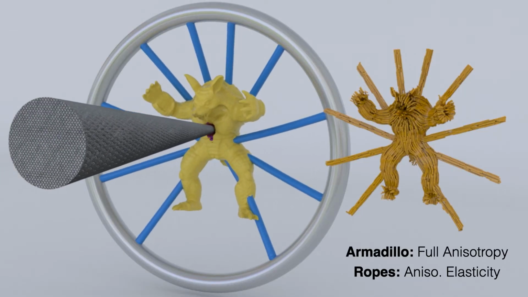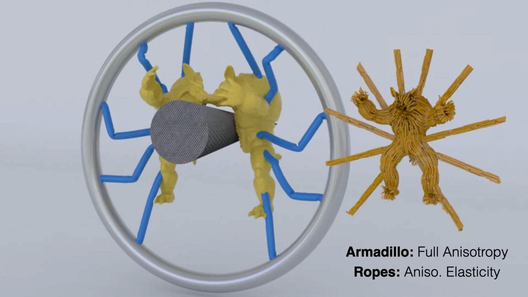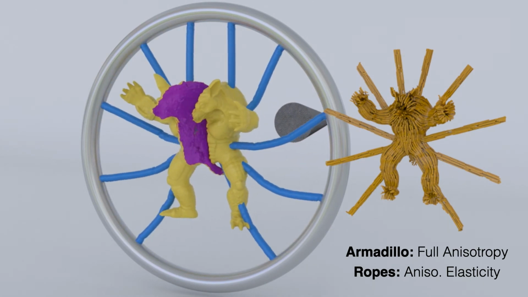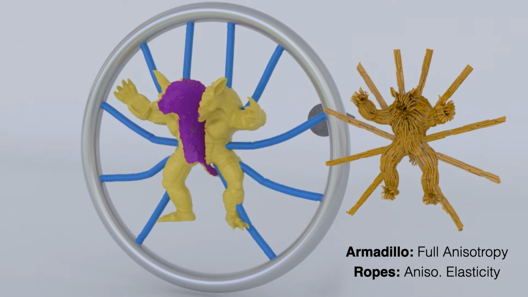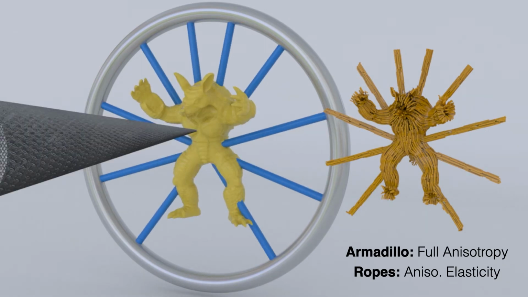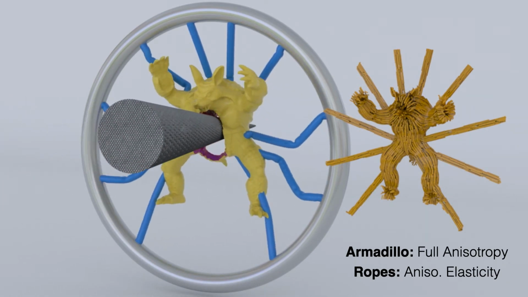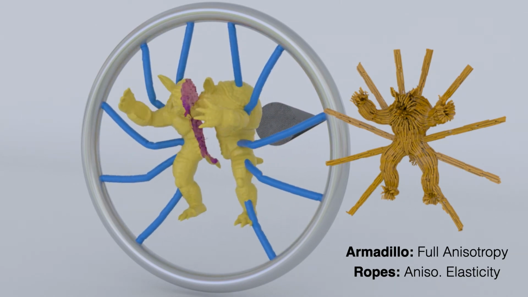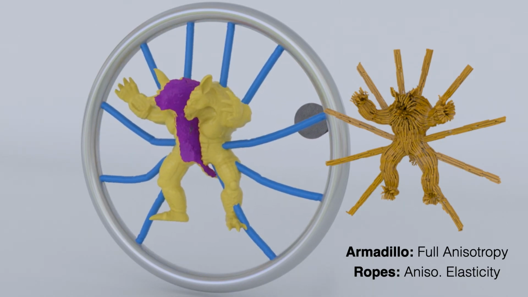Up next, our poor armadillo returns just in time for us to pierce it with a giant lance while it's held in place by elastic ropes. In this first run, the armadillo uses full anisotropic damage, while the ropes use anisotropic elasticity but no damage. And we also show in material space at right the flow fibers for the armadillo and ropes alike. Notice the nice clean fracture down the middle.